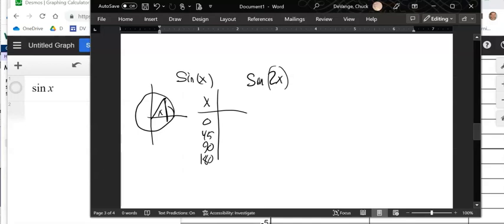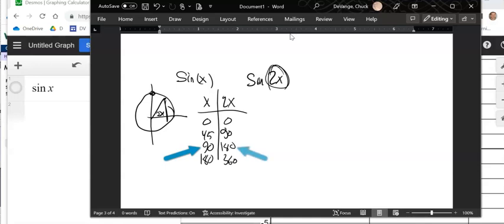Sine's the height. 2x, notice when x is 0, 2x is 0. But when x is 45, 2x is 90. When x is 90, 2x is 180, or 360 when it's 180. So notice what's happening. As x is getting bigger, we're taking sine of bigger and bigger numbers.